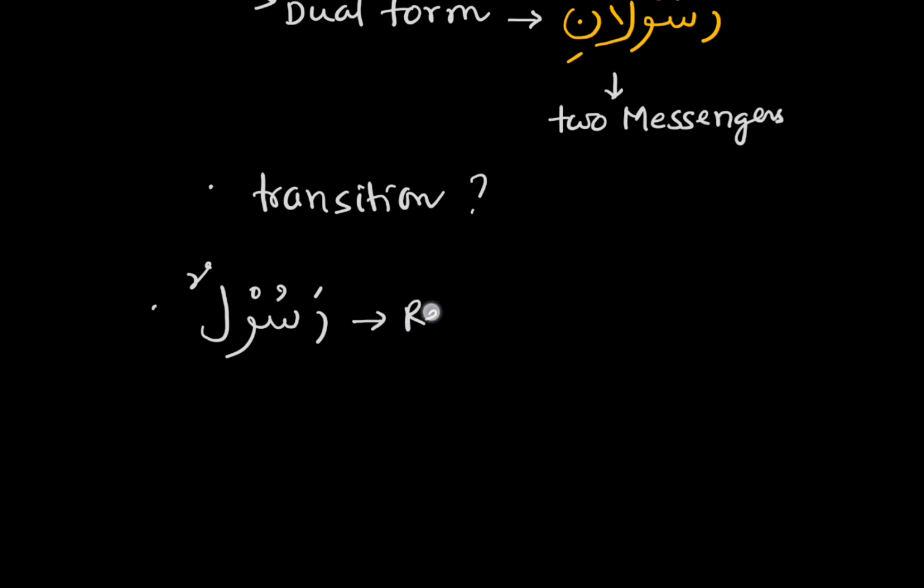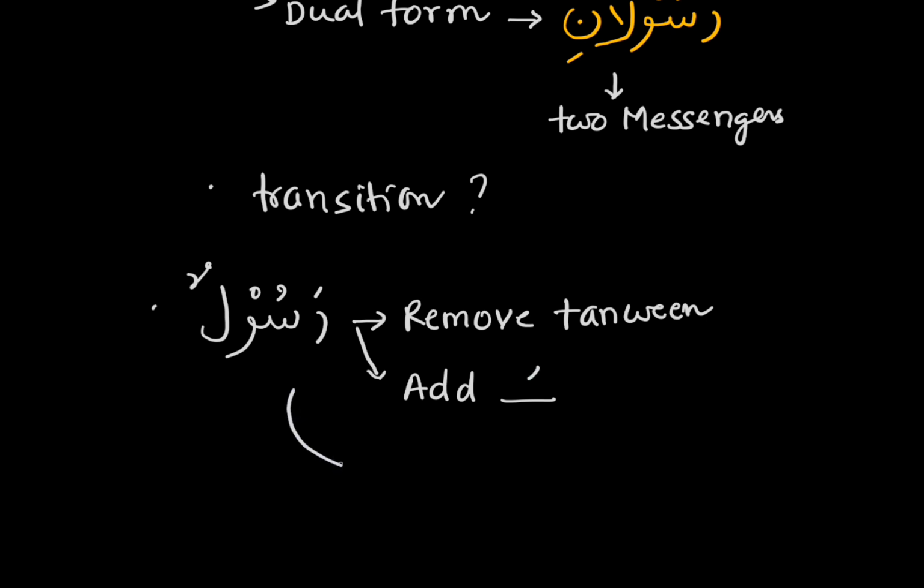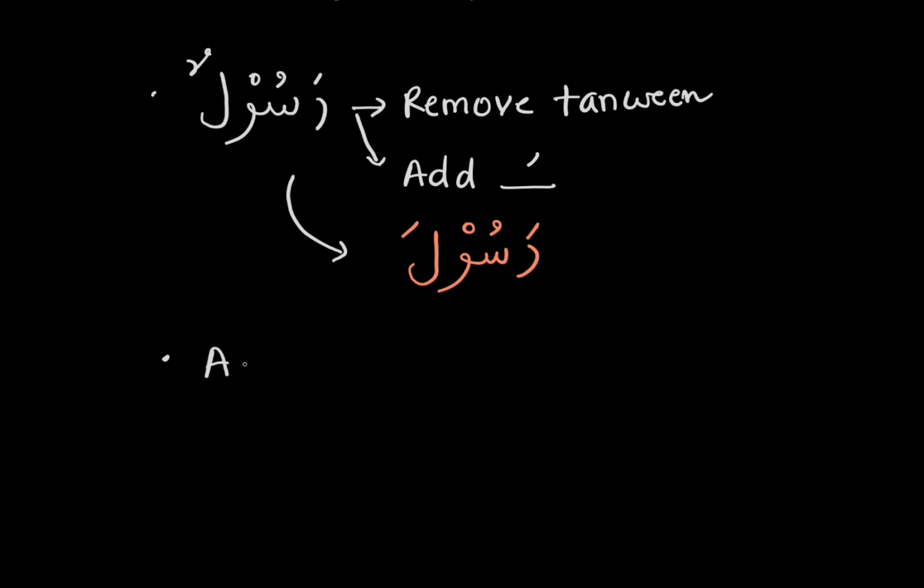First remove the tanween from the last letter, then add fatha, that is zabar, over the last letter. Once it's done, the word changes into Rasula. Later on, we need to add alif noon at the end of Rasula, alif noon with a kasra. So it forms Rasulani.